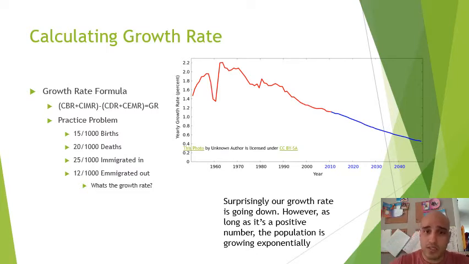And here is a really interesting graph, and notice a trend from the 60s all the way to 2000, and about 2010, 2018. What's happening to our growth rate is it's going down. But if you notice the graph, we're still at a positive number. So as long as we're at a positive number, we're still experiencing exponential growth.